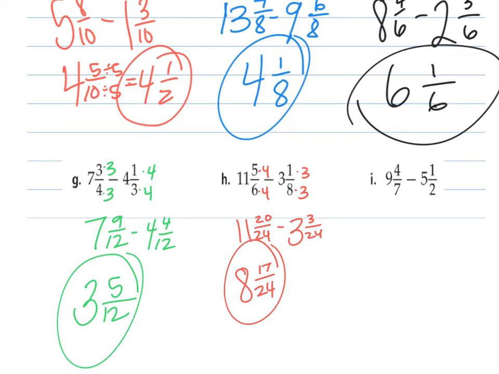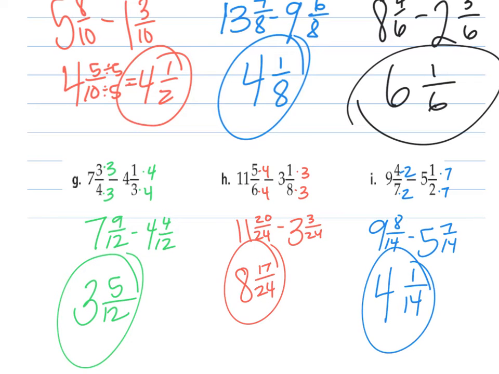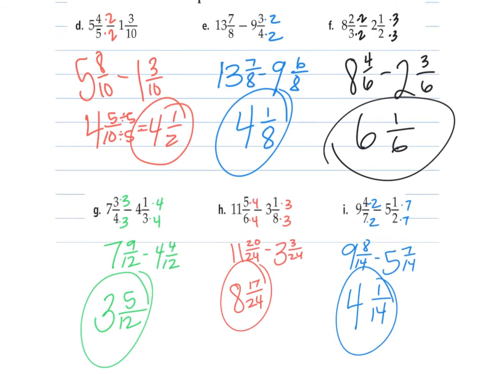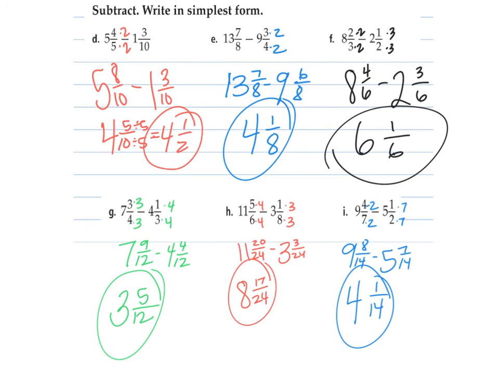Last one, 9 and 4/7 minus 5 and 1/2. Common denominator, I can use 14. So I would multiply by 2, multiply by 7. 9 and 8/14 minus 5 and 7/14. 9 minus 5 is 4. 8/14 minus 7/14 is 1/14. And that's in simplest form. So I'm following the same steps as I did with addition, except that I am subtracting.